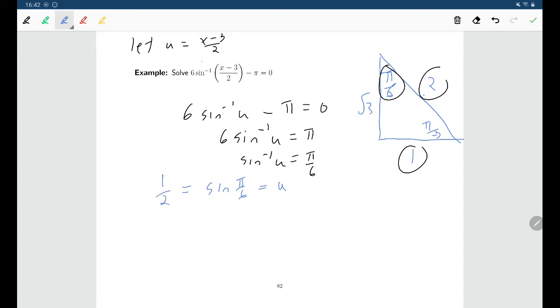And then we just need to now go back and find out what is x. So u, which is equal to a half, is the same thing as x minus 3 over 2. So now I just need to solve for x, multiplying both sides by 2, and then solving for x, and I find that x is 4.